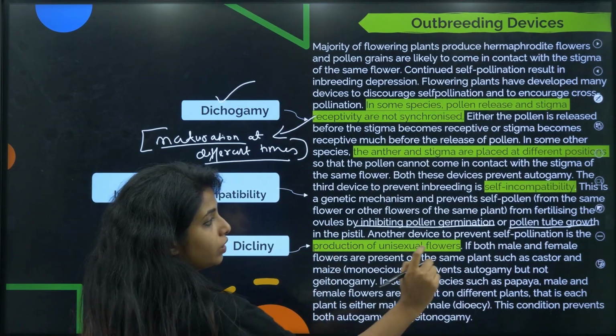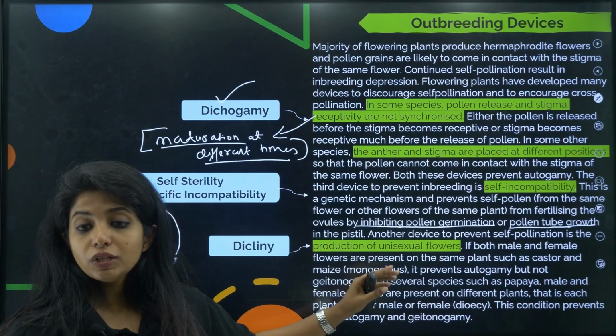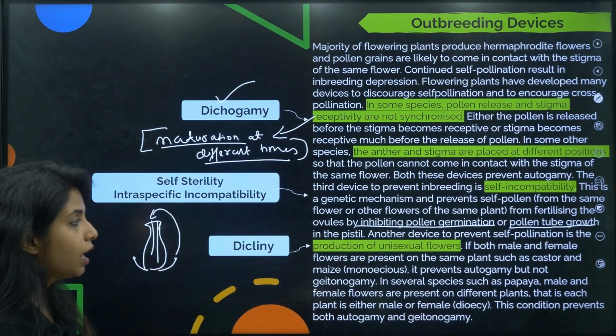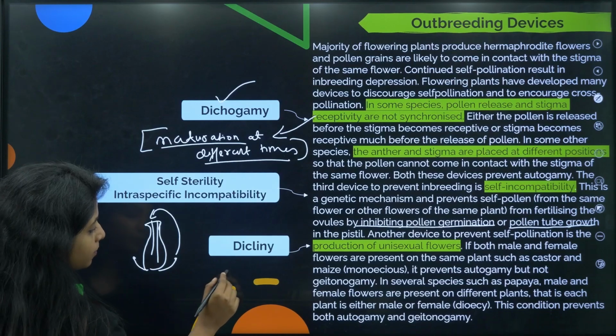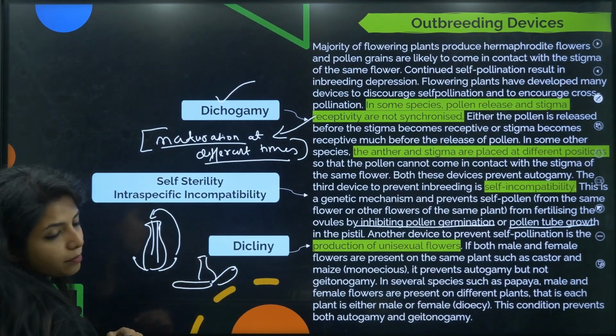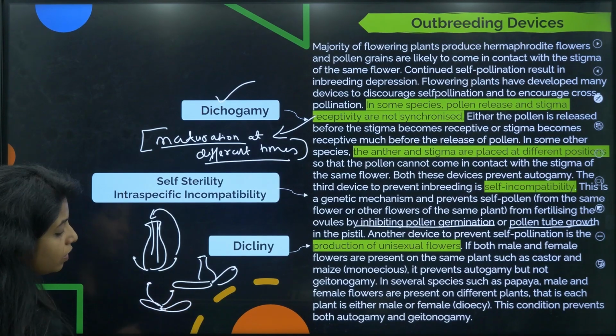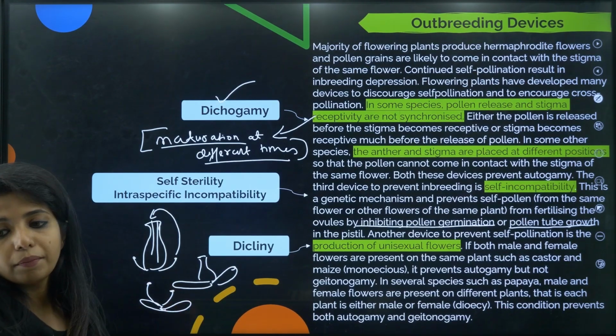So you underline both of the points, and then explain your answer. Another device is to produce unisexual flowers. Unisexual flowers means a flower which has just one sex. So over here I will be having just the female one, not the male one. Or probably another flower which has just the male one, not the female one. This is what you mean by unisexual flowers.